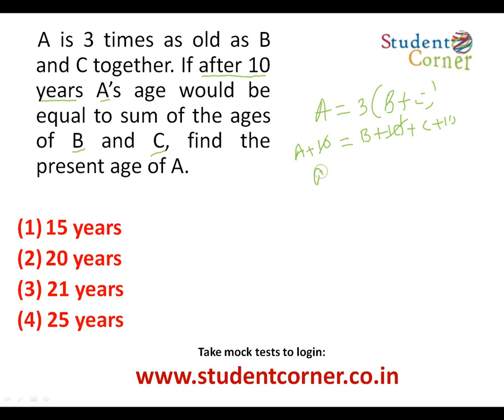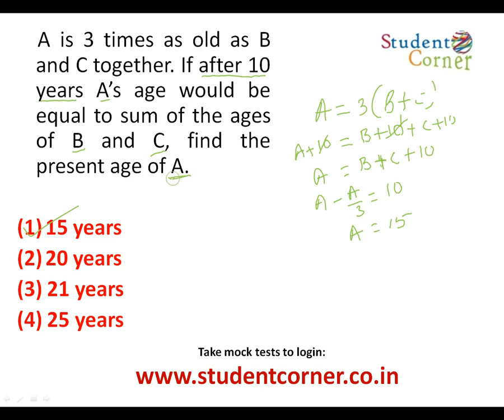What is A equal to? A is equal to B plus C, plus 10. But B plus C is equal to A by 3. If you substitute A by 3 over here, plus A by 3 comes to this side as minus A by 3. A minus A by 3 is equal to 10. So 2A by 3 is equal to 10. What is A equal to? 30 by 2, 15. Therefore, what is A's age? 15 years.